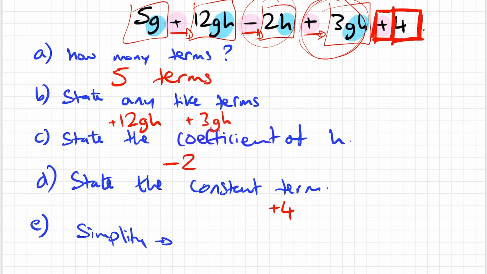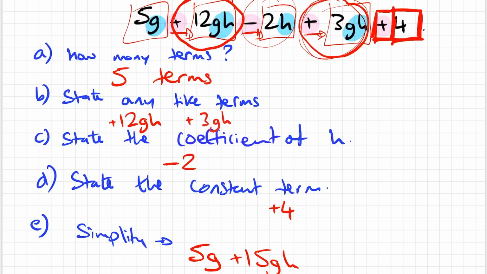We've got 5G and that's it, going once, 5G. And then we do have 12GH and then plus 3GH. So we have 12 plus 3, that makes plus 15GH. We have -2H, and then we have a constant term. So the only part that we've really simplified is we've taken this 12GH and we've added the 3GH. Now, if this was negative, we would minus. So we've got 5G plus 15GH minus 2H plus 4.